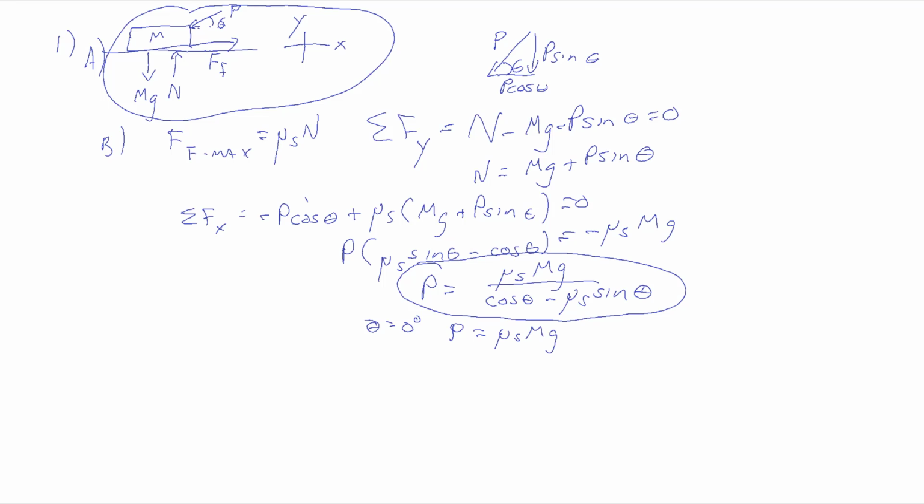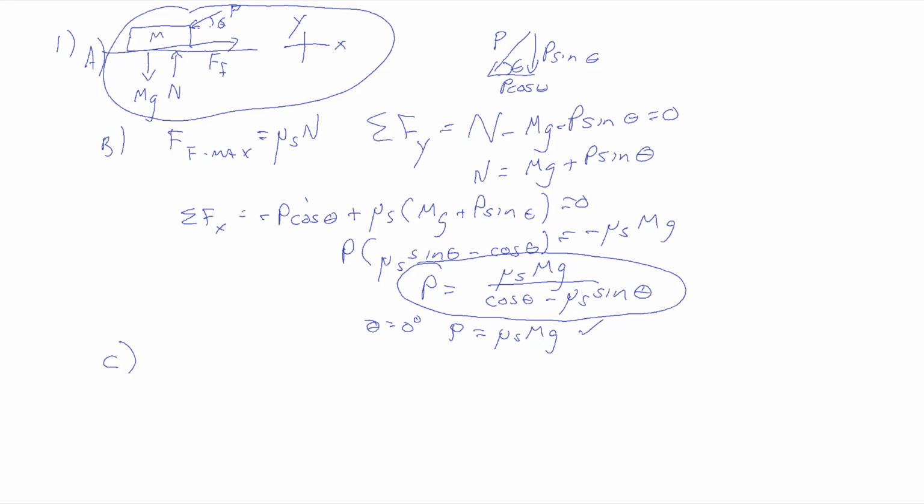But that should make some sense to you, because if you're pushing with a horizontal pushing force, then the normal force is mg, and the maximum force of static friction, mu s N, is mu s mg. So this checks out. I'm reassured that my answer is right. So now let's move on to part C.